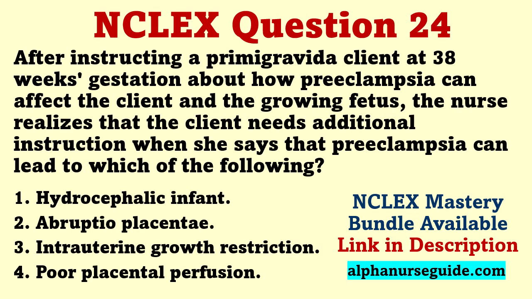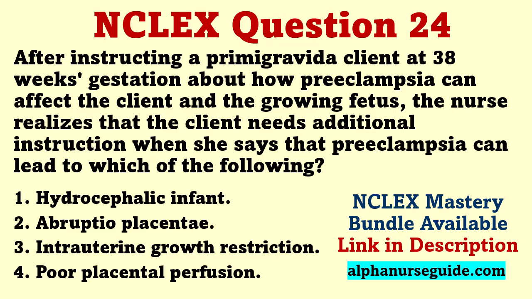After instructing a premigravida client at 38 weeks gestation about how preeclampsia can affect the client and the growing fetus, the nurse realizes that the client needs additional instruction when she says that preeclampsia can lead to which of the following? 1. Hydrocephalic infant. 2. Abruptio placentae. 3. Intrauterine growth restriction. 4. Poor placental perfusion. The correct answer is 1.